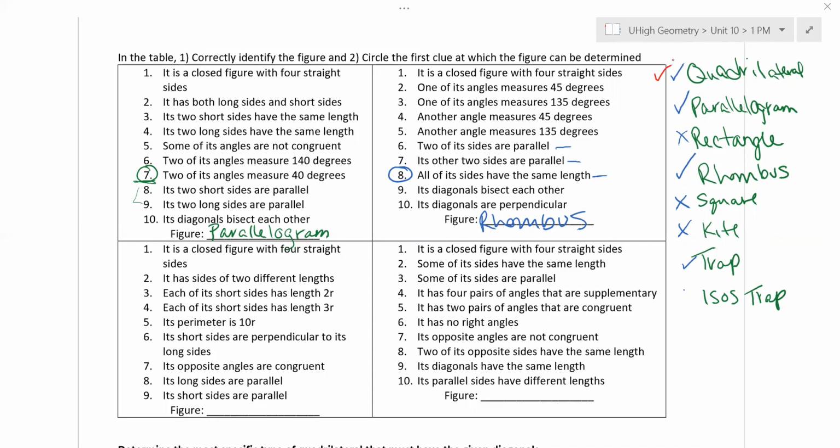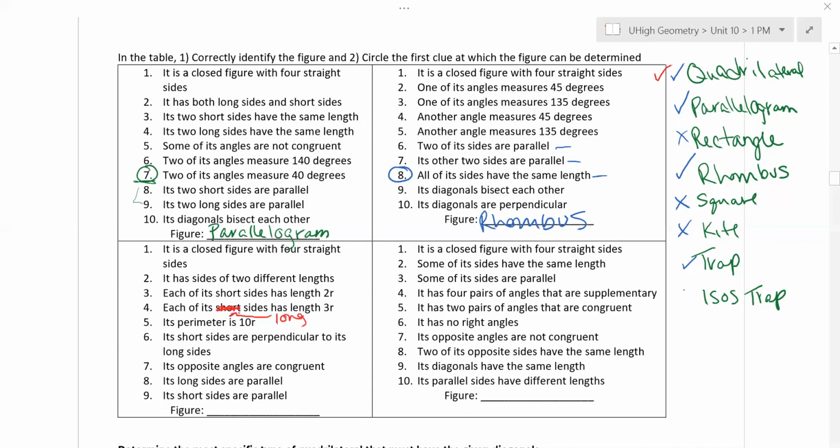Each of its short sides has a length of 2r. Each of its short sides has a length of 3r. So I actually think here on number 4, this one should say each of its long sides, not each of its short sides.